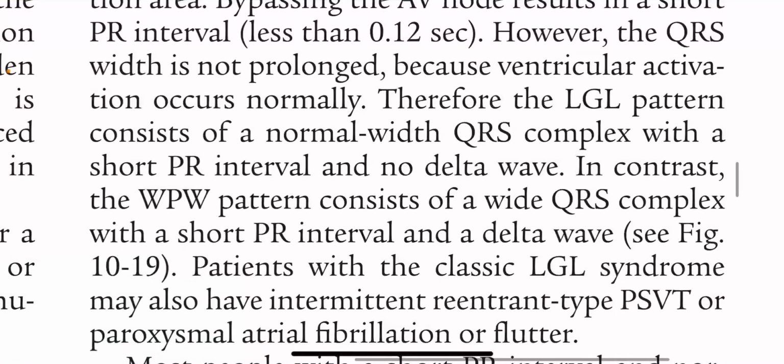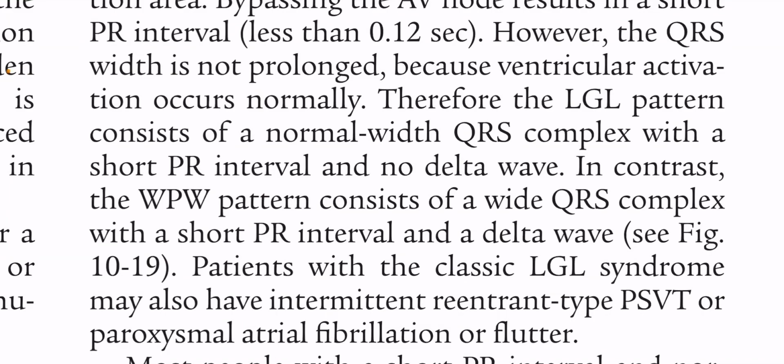However, the QRS is not prolonged because ventricular activation occurs normally. Therefore, the LGL pattern consists of a normal QRS complex with a short PR interval and no delta wave. In contrast, the WPW pattern consists of a wide QRS complex with a short PR interval and delta wave.